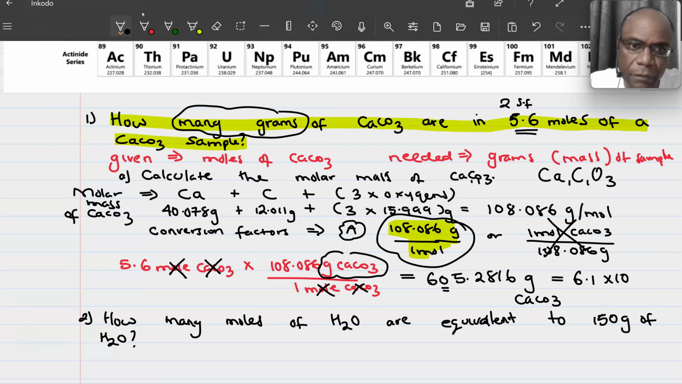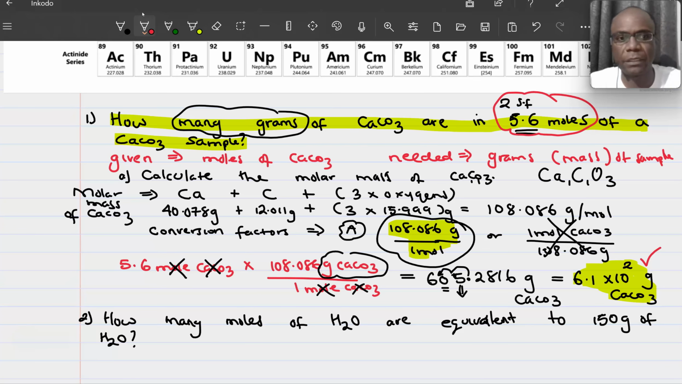the 5 here will help us to upgrade the 0 to 1. But the decimal here is gonna go 2 points to the back. So it's 10 to the power 2 grams of calcium carbonate. And that is the answer. So what this answer tells me is 6.1 times 10 to the power 2 grams of calcium carbonate is equivalent to 5.6 moles of calcium carbonate.